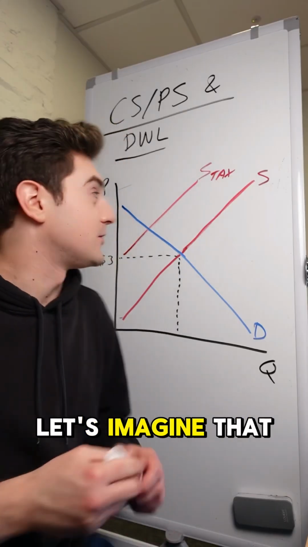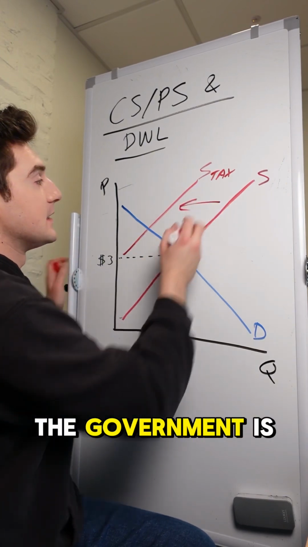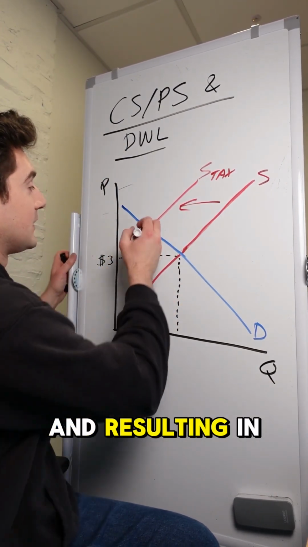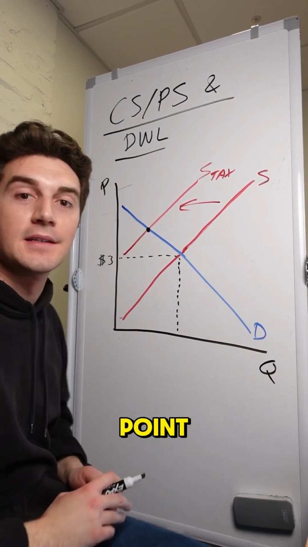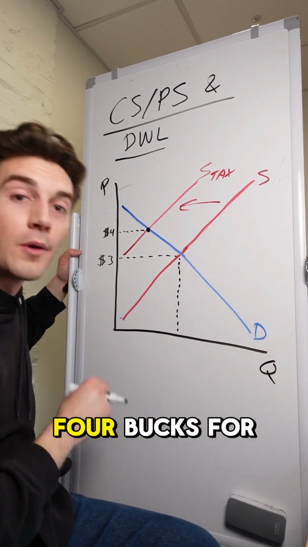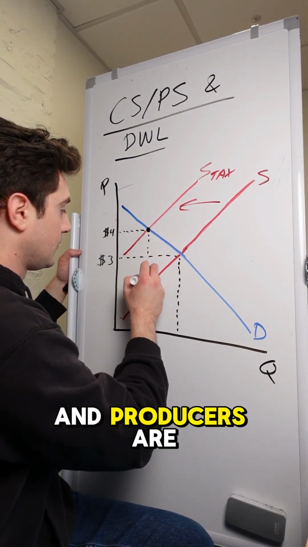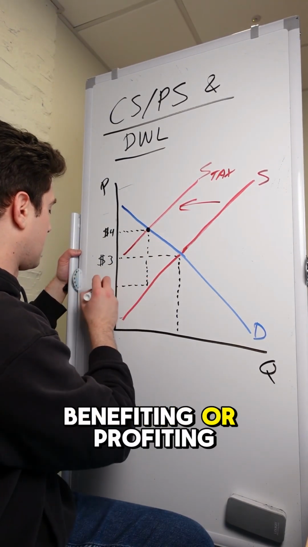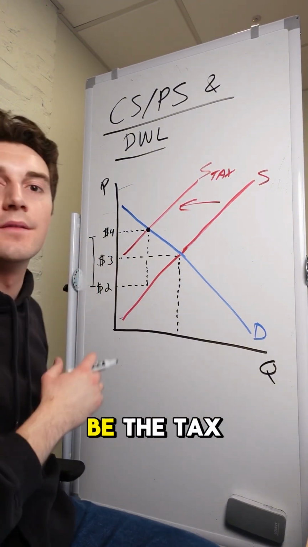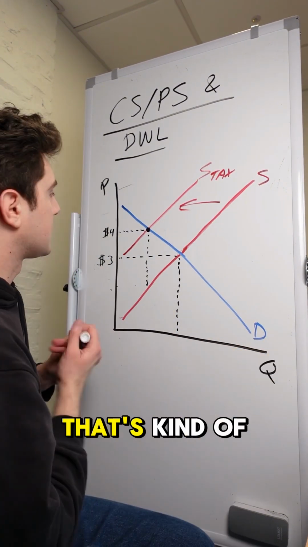All right, now let's imagine that for whatever reason, the government is taxing this hot dog market, shifting the supply curve back and resulting in this new equilibrium point. And for full clarity here, this means that consumers are, for example, paying $4 for hot dogs now, and producers are profiting $2 per hot dog right now. This gap right here would be the tax revenue that's going to the government. That's kind of beside the point, though.